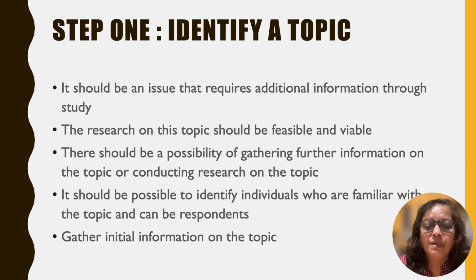First one, identify a topic. Now, this topic should be an issue that requires additional information through study. The research on this topic should be feasible and viable. You should be able to do it economically, time-wise, etc. There should be a possibility of gathering further information on the topic or conducting research on the topic. It should be possible to identify people who are familiar with the topic and can give you real, relatable experience, information. Gather initial information on the topic. This is the first step.